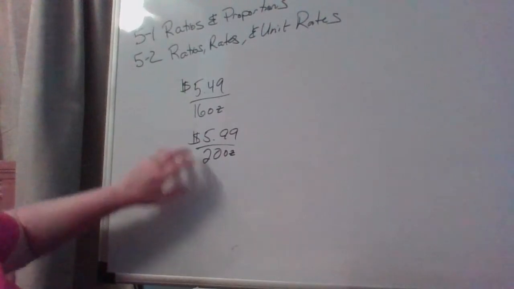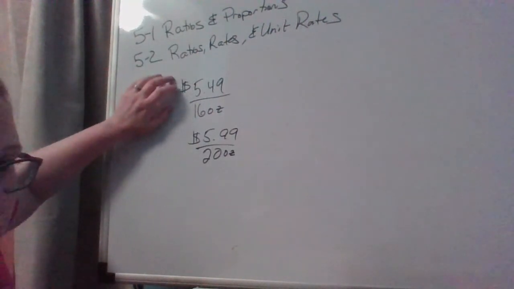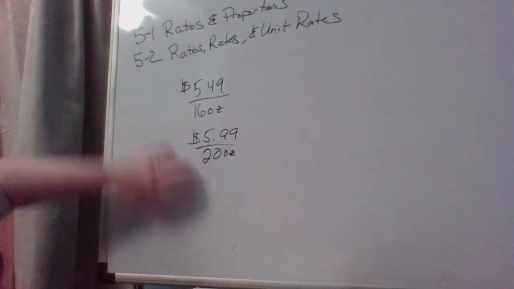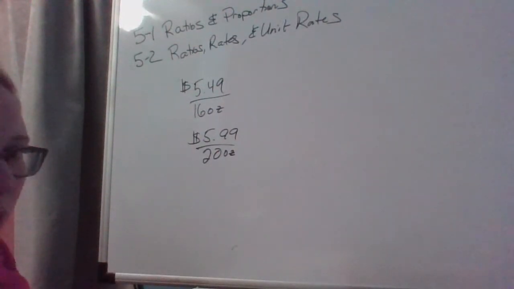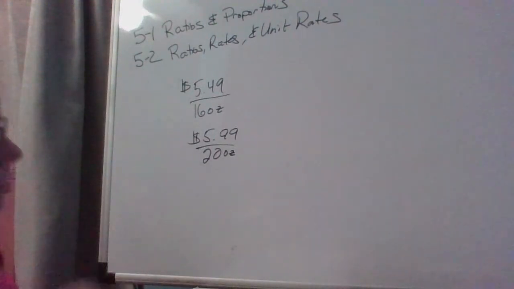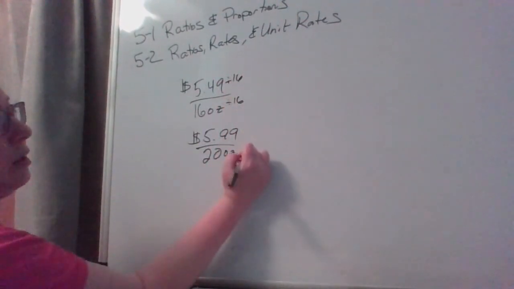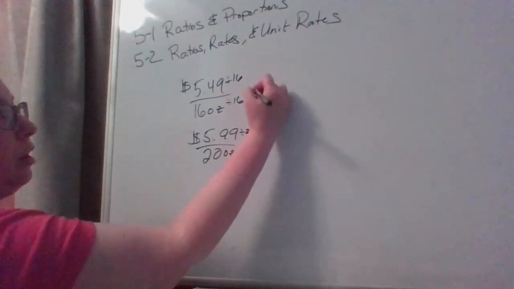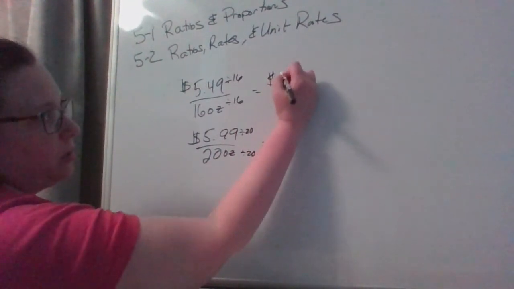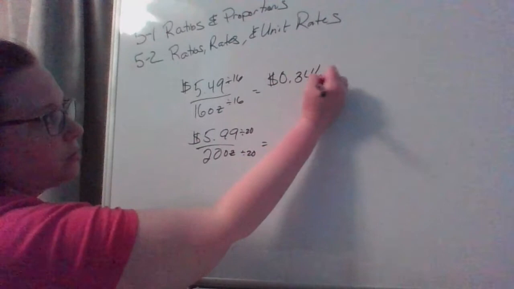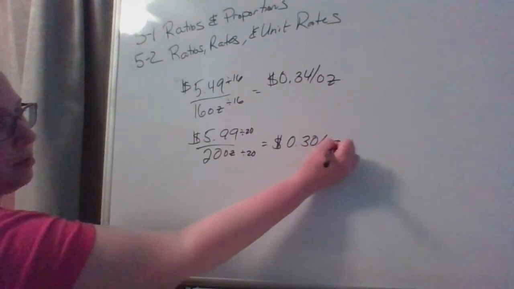Here you're getting more cereal, but it costs a little bit more. So they want you to figure out, is this a better buy because it costs less, or is this a better buy because you get more cereal even though it costs a little bit more? So in order to figure that out, you need to figure out how much does 1 ounce of cereal cost in both situations. So what you're going to do here is divide by 16. Here you're going to divide by 20. And when you do that, you figure out that this cereal is costing 34 cents per ounce, and this cereal is costing 30 cents per ounce.